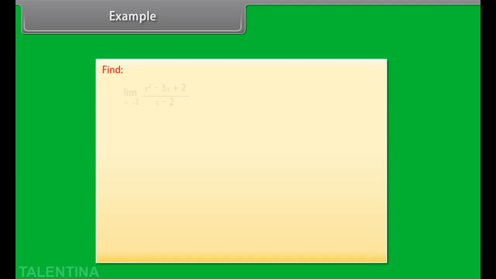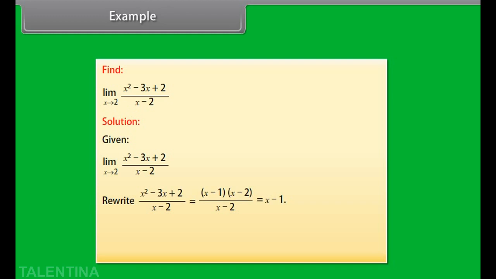Example. Find limit x tends to 2 of (x² − 3x + 2) divided by (x − 2). Solution. Given limit x tends to 2 of (x² − 3x + 2) divided by (x − 2). Rewrite (x² − 3x + 2) divided by (x − 2) is equal to (x − 1)(x − 2) divided by (x − 2) is equal to x − 1. Hence, the limit x tends to 2 of (x² − 3x + 2) divided by (x − 2) is equal to limit x tends to 2 of (x − 1), which is equal to 1.